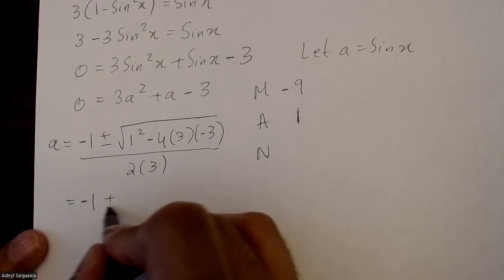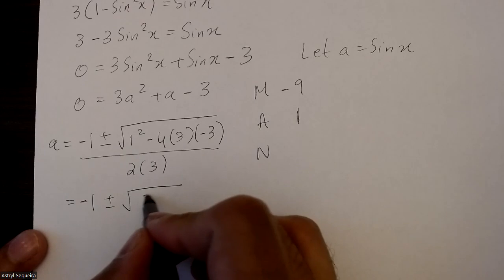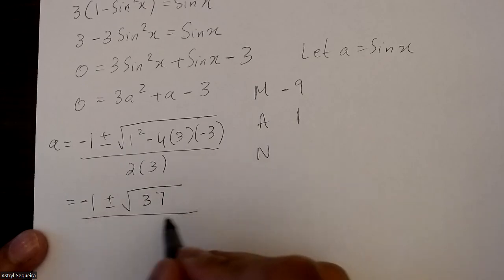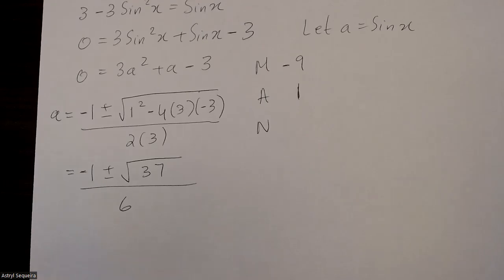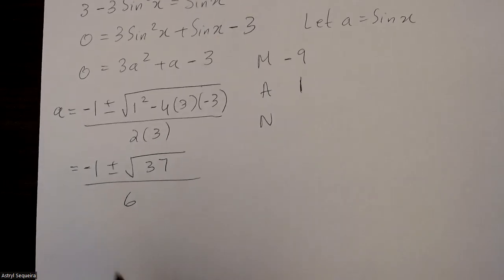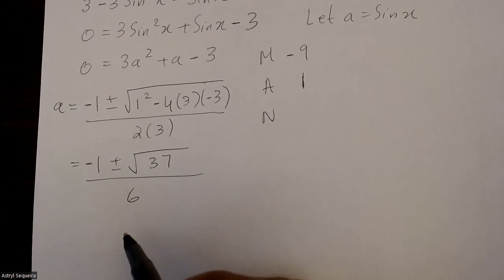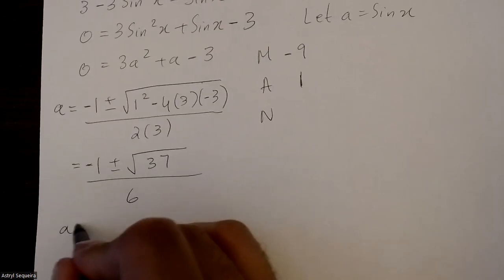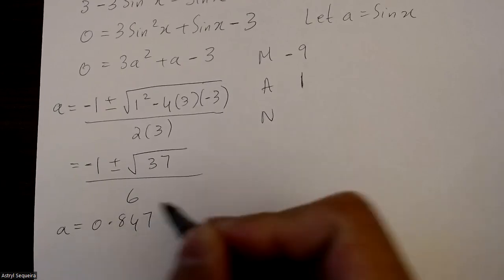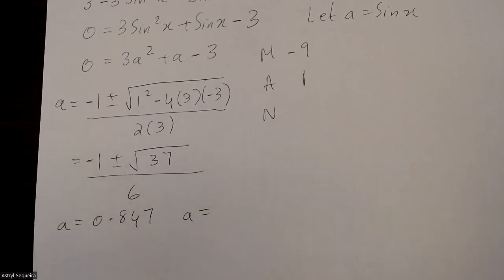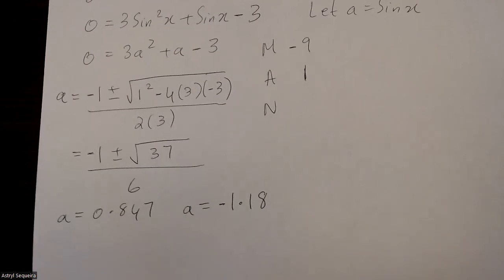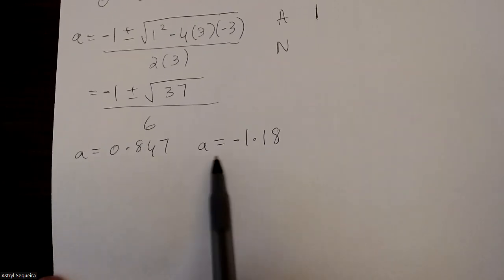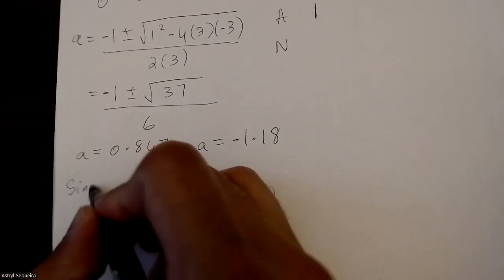So -1 plus or minus, the inside there is just going to be 37, and the denominator is just 6. Now I'll put this in my calculator, see what I get. -1 plus root 37 over 6 is 0.847. That's my first solution. And my second solution is -1.18. So now I'll replace the a's back with sine x so I can solve for x.